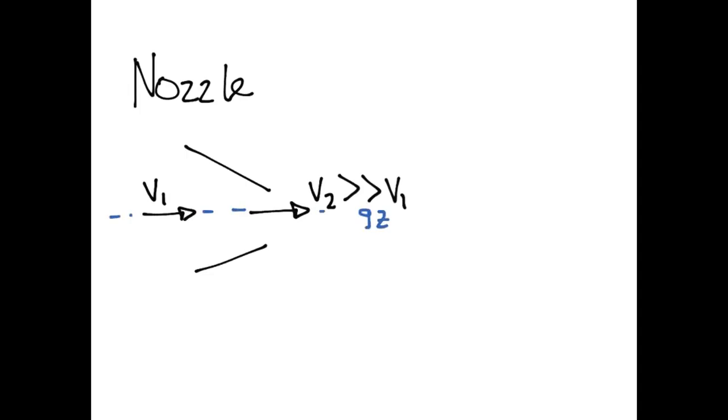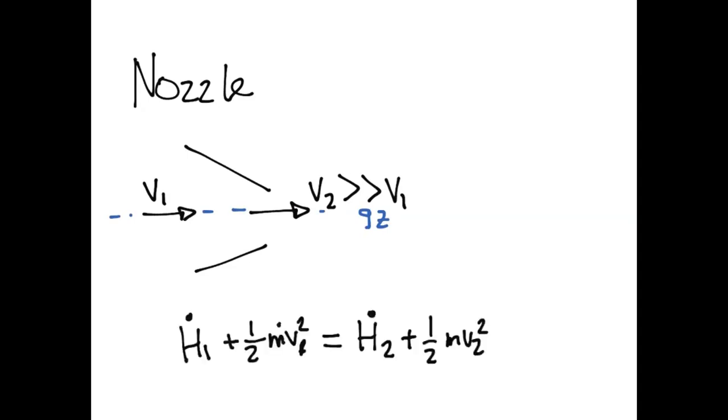So what is going to happen? The first law here is going to be expressed as enthalpy at the entrance plus 1/2 of mass times velocity 1 squared at the entrance equals the same at the exit.